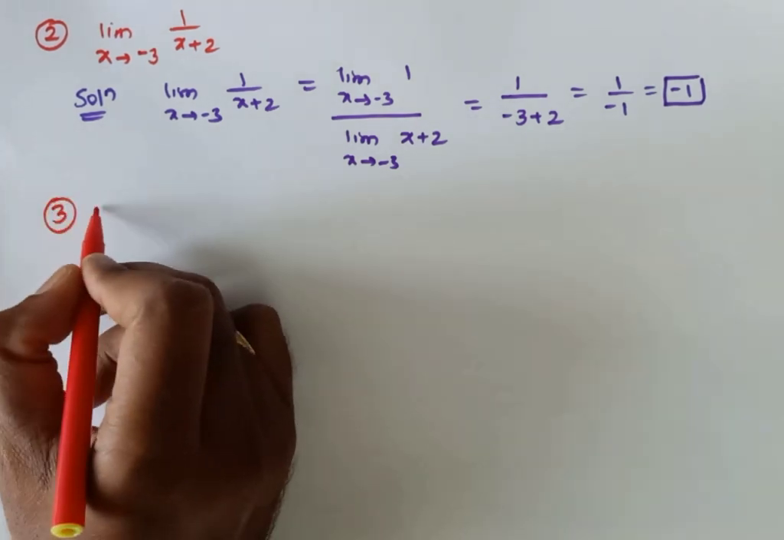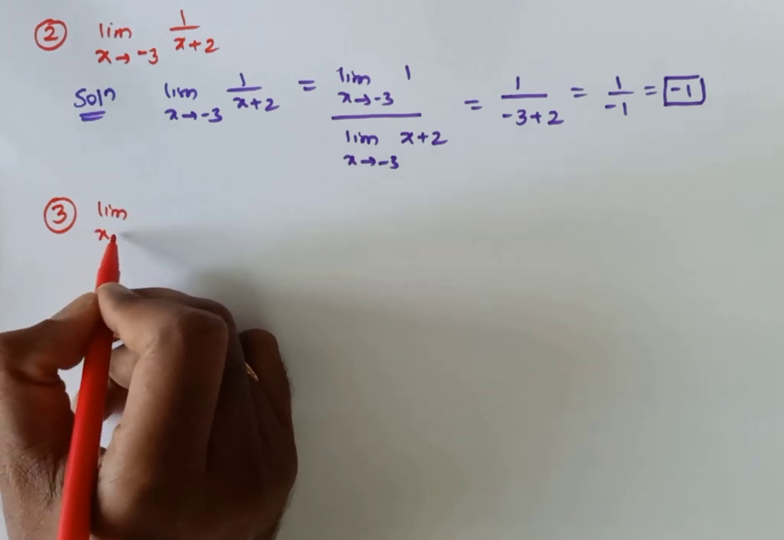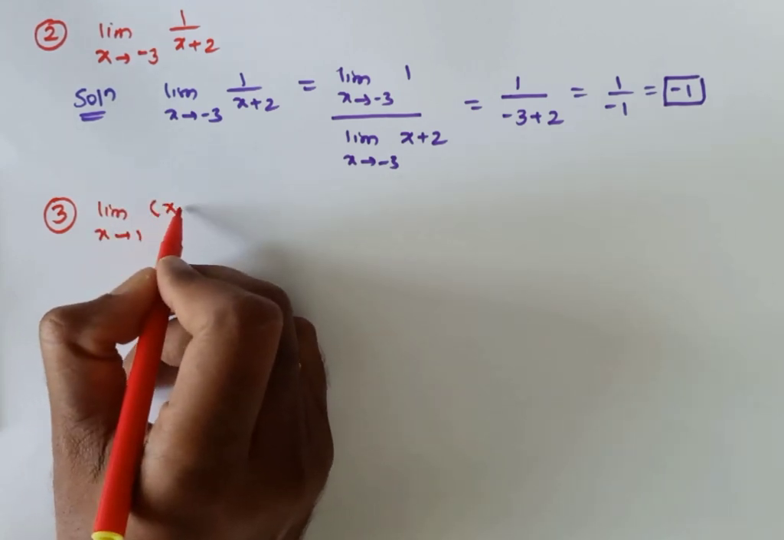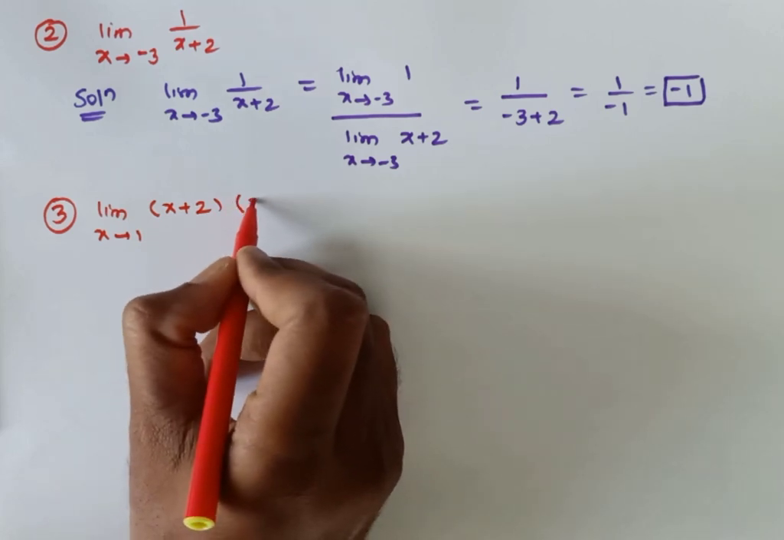Next, limit as x tends to 1 of x plus 2 into 2x minus 1.